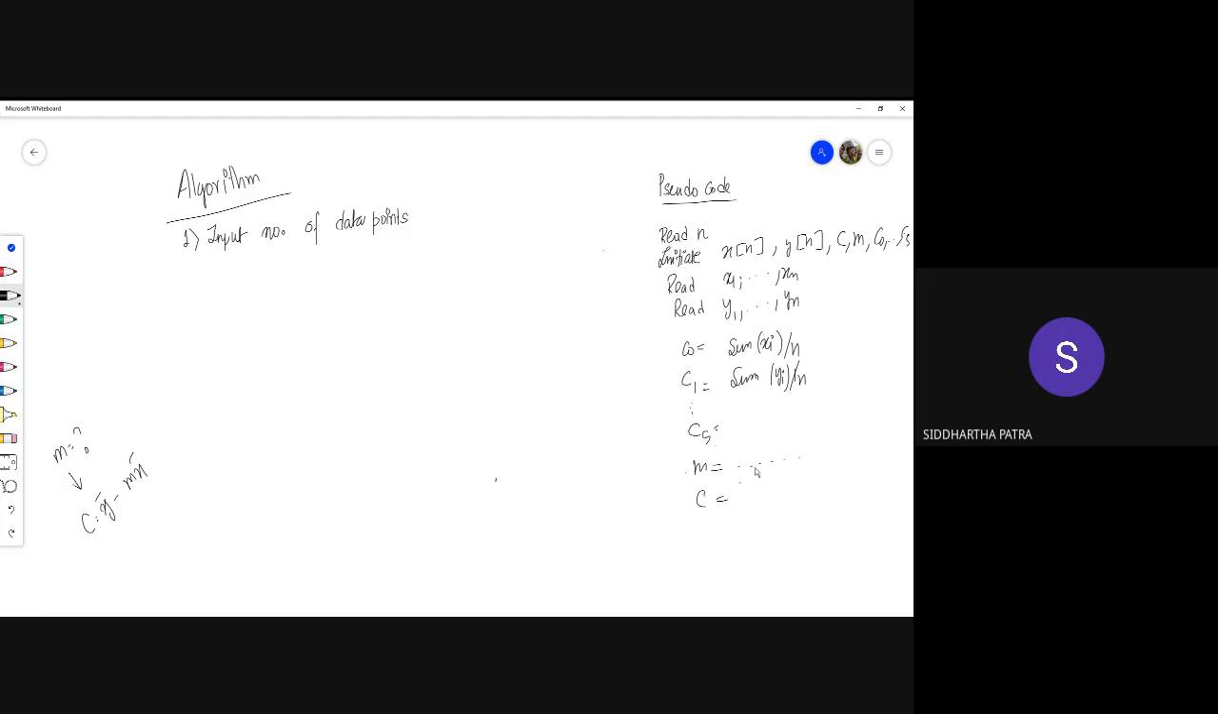I have not calculated the expression for m, so I'm not writing it. But for C, you can write it to be C1 minus m times C0. Okay, and then you can print m and c. Okay, so that's what the pseudocode would look like. But of course, when you are trying to write it using C, it has its own set of syntaxes.